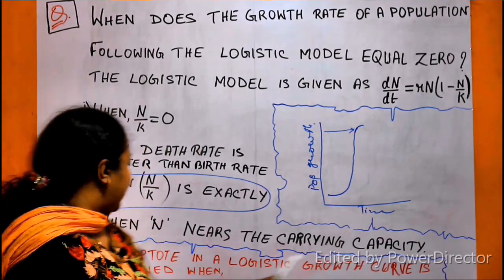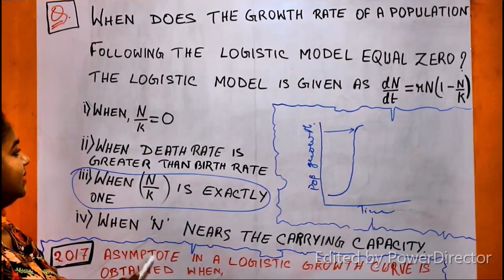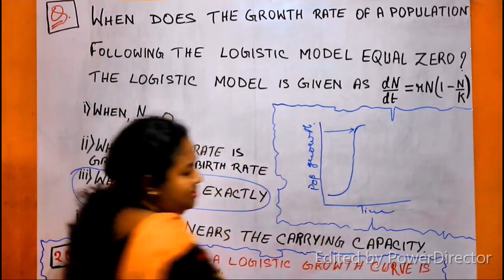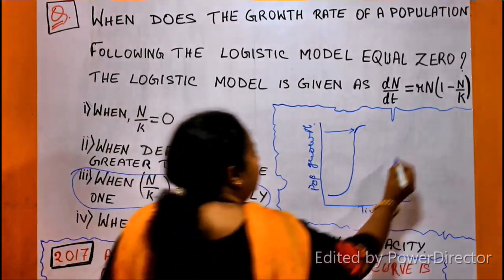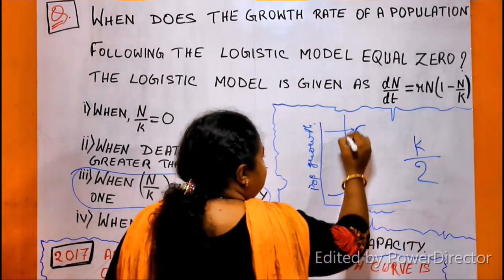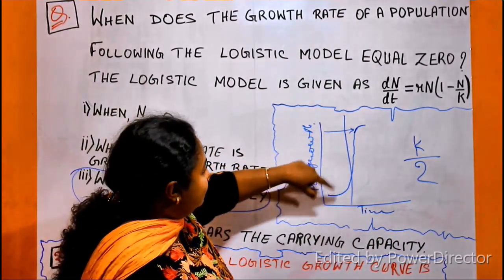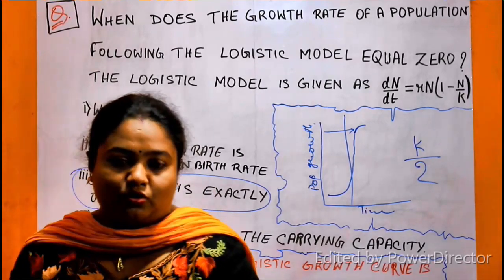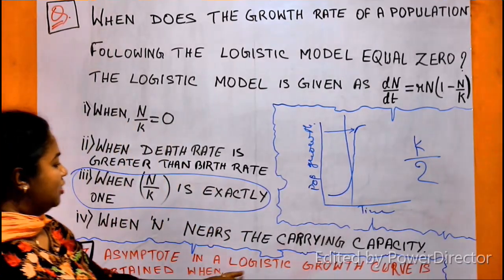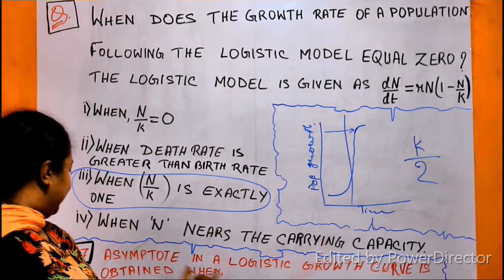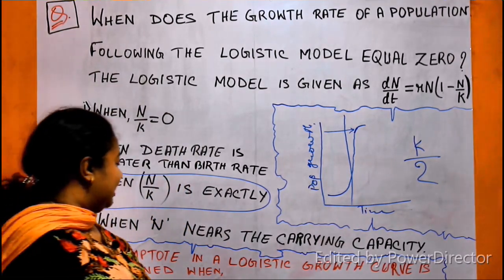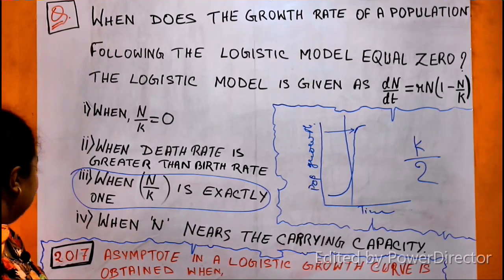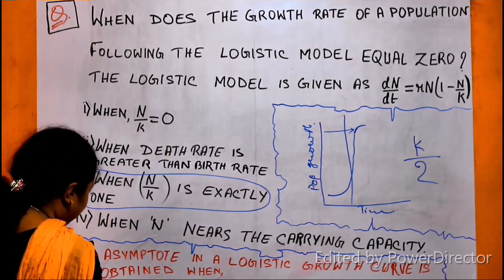Asymptote in the logistic growth curve is obtained when? What is asymptote? When the population growth is reaching this point, when the plateau starts, this is the asymptote, and if you take K by 2 and dissect it, then these two portions will be mirror images of one another. This is called asymptote. So the question: asymptote in a logistic growth curve is obtained when K equal to N, K is greater than N, K is lesser than N, or R tending to 0. So here also the answer is K is equal to N.